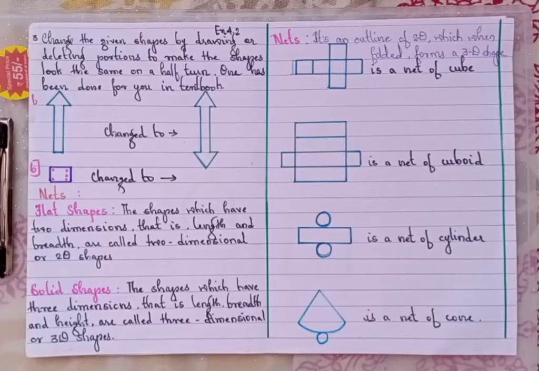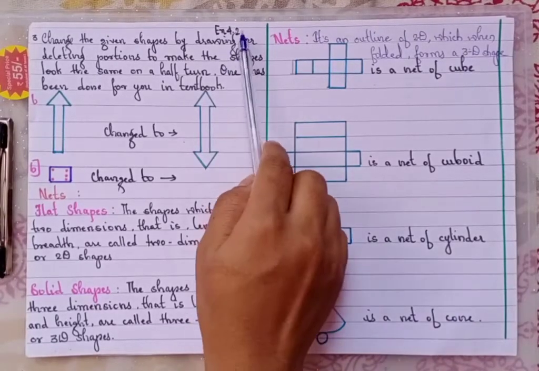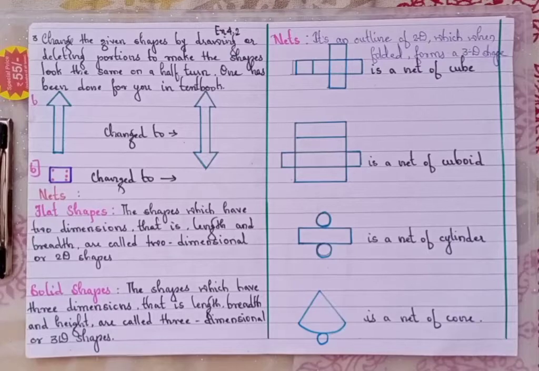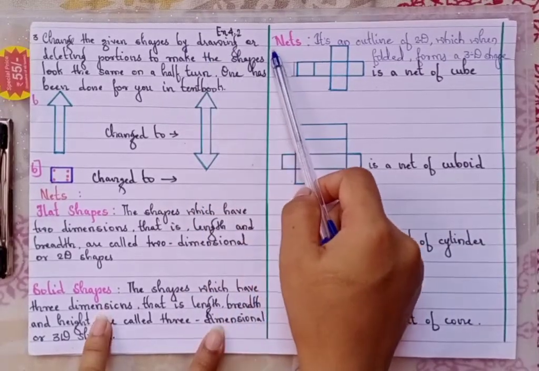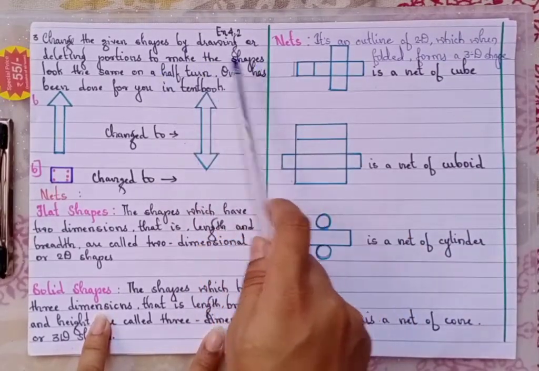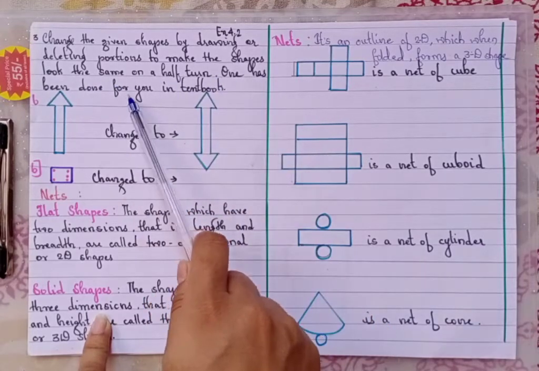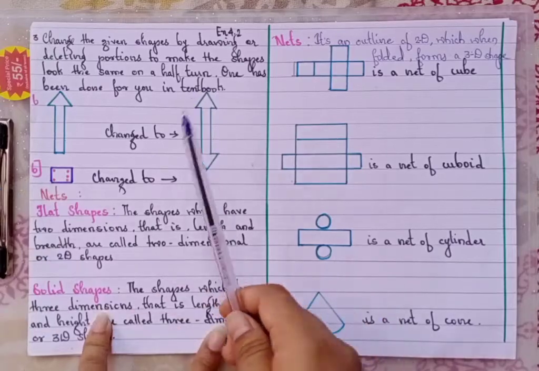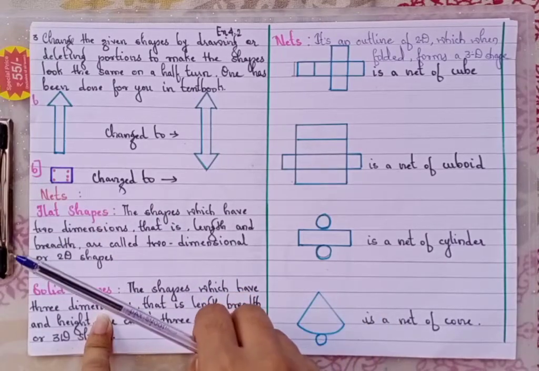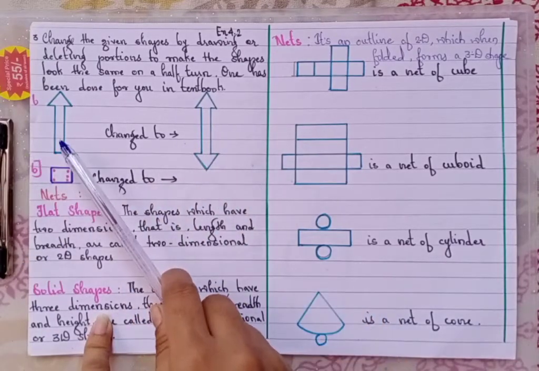Let's see the next part of the exercise, exercise 4.2 question 3. Change the given shape by drawing or deleting a portion to make the shape look the same on a half turn. One has been done for you in the textbook. So you can refer to the textbook and see that one is already done. So we shall see the second.